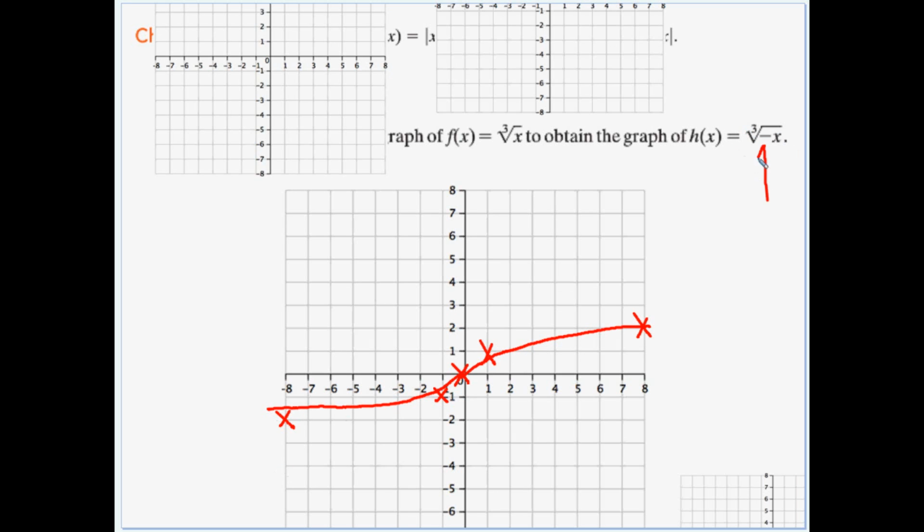And now we are negating it inside the cube root, so that is going to reflect us across the y-axis. We're going to flip over the y-axis, so this point here is going to shift to the other side. This point over here is also going to jump across the y-axis, and these points will also flip over here. So red is the original function, and when we negate inside the function with the variable, that is going to flip us over the y-axis.